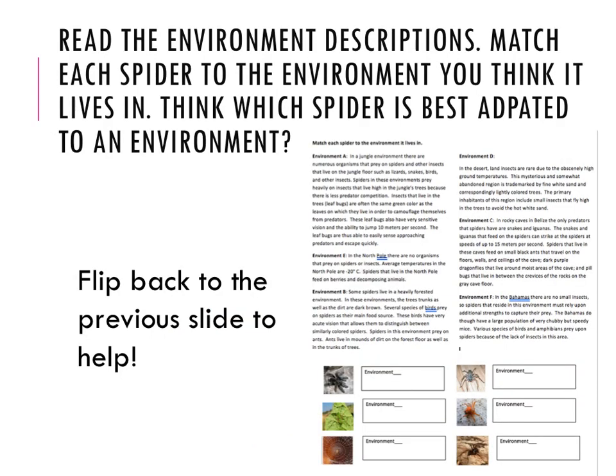The paper that you picked up looks like this. I want you to read the environment descriptions. Okay, so I have environment A, B, C, D, E, and F. Match each spider to the environment that you think it would live in. Remember, think about traits. Think about where each spider would be best suited to survive. What I want you to do, guys, is flip back to this and record your answer choices right here. So with each spider, you're going to write the environment, A, B, C, or D.